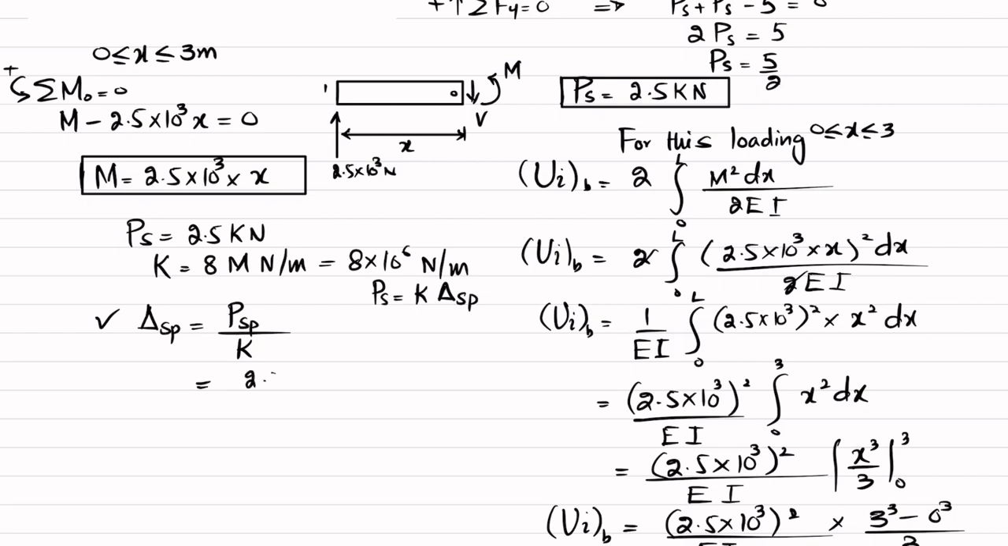So from here we will get this equation. Now put the value 2.5 into 10 to the power 3 divided by 8 into 10 to the power 6. That will give you 0.3125 into 10 to the power minus 3, and the unit will be meter. So this will be the deflection of spring.